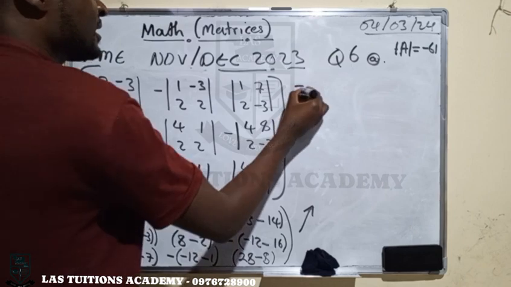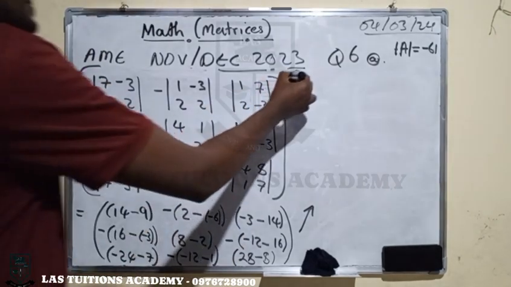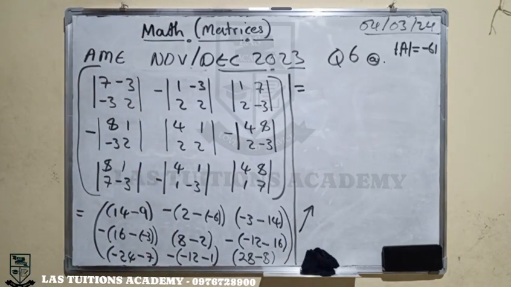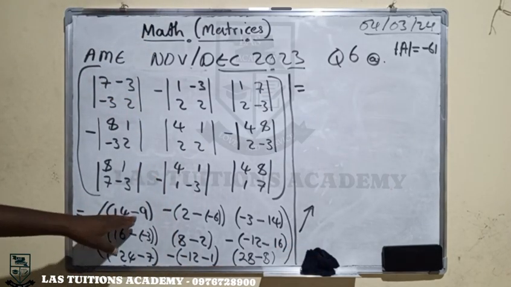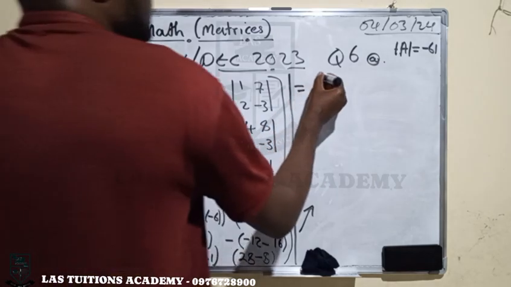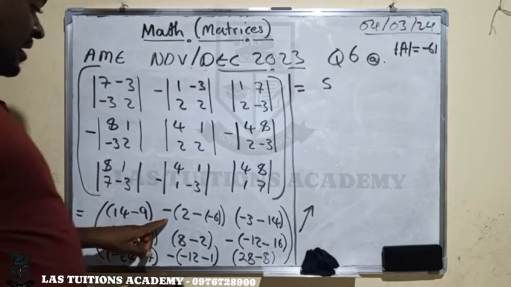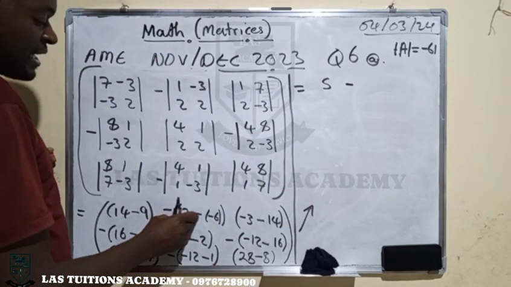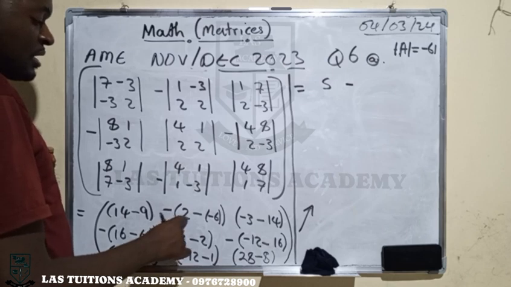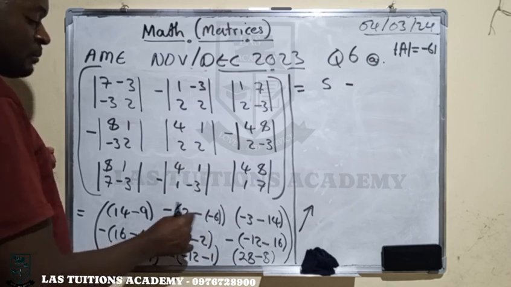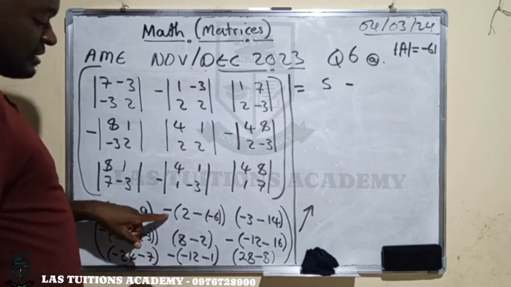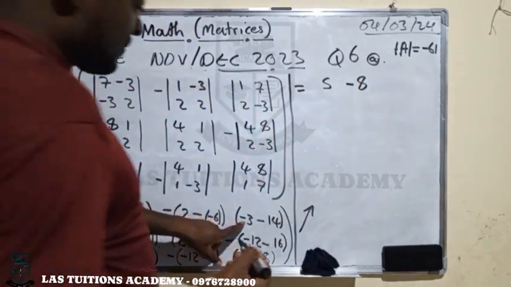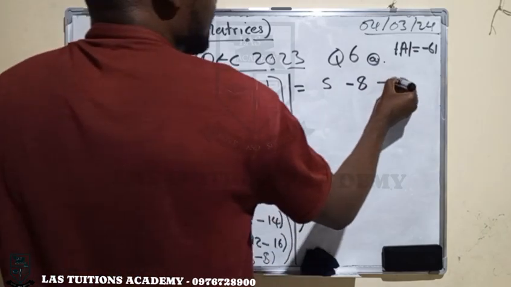So I'm saying this is equal to, okay, so 14 minus 9, that is 5. So I have 5. Then this has a minus outside. So 2 minus minus 6, so it is 2 minus minus gives us plus. So 2 plus 6, that's 8. And there's a minus here, so you get minus 8. Then negative 3 minus 14, that would be negative 17.